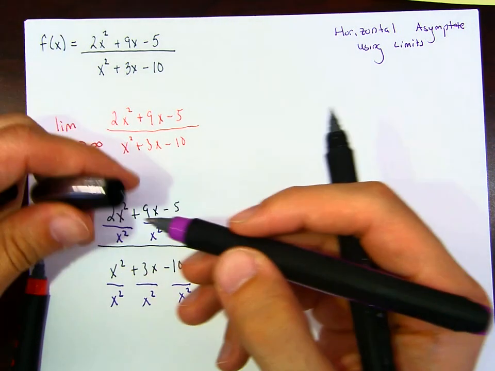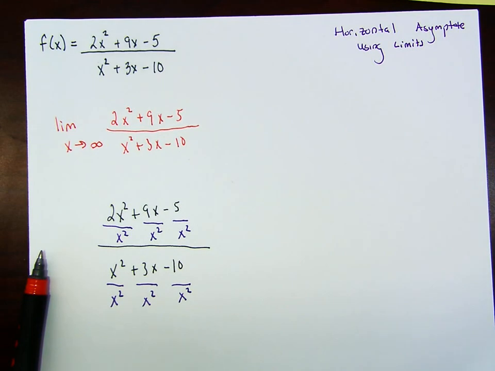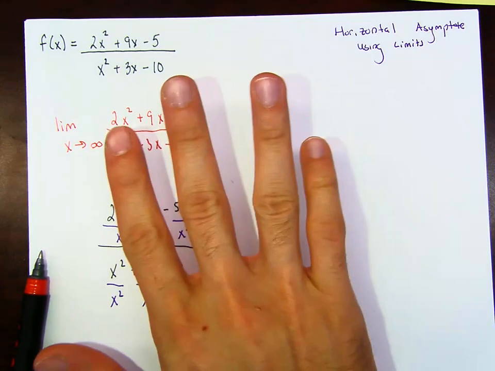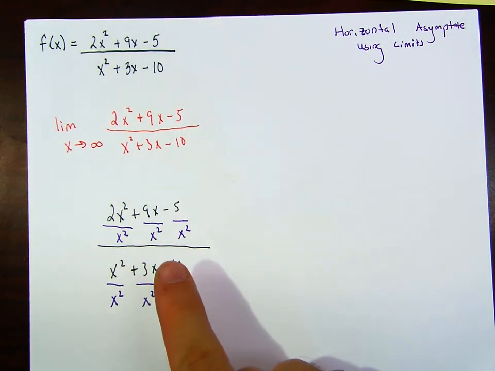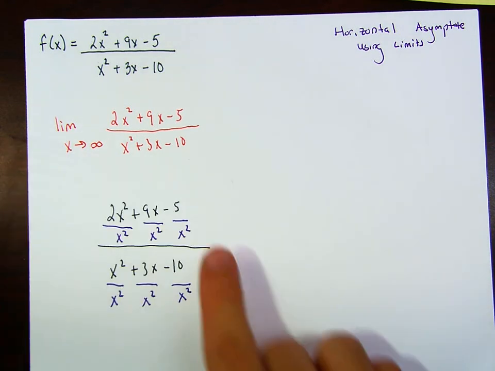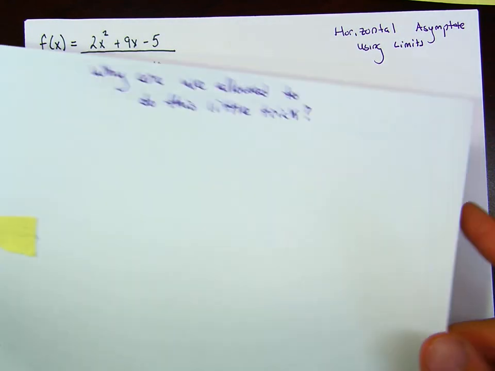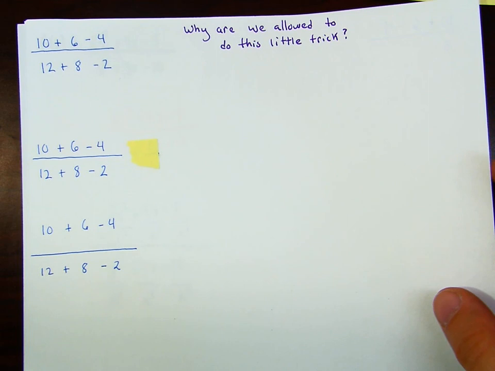Now, you should not just say, oh, Mr. G said I'm allowed to do this, so I can do this. You should think about, wait, Mr. G, pause. Why is it in math we're allowed to just do this little trick? Well, this will only take 1 minute, but let me show you why you're allowed to do this. Let's take a look at this example, okay?